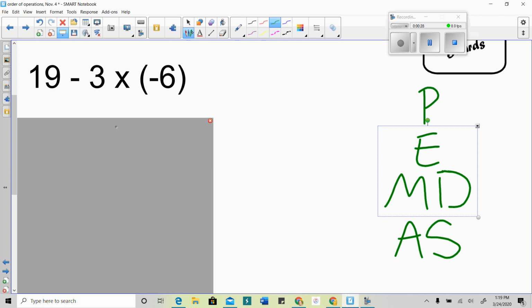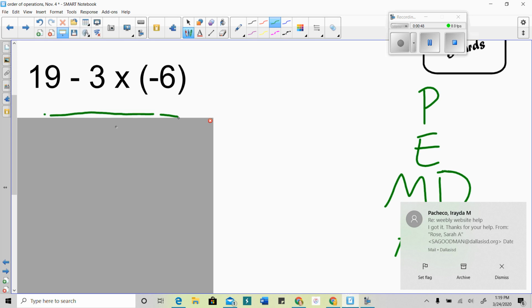So of course the P would be parentheses or a bracket. The E would be exponents. The M is multiply or divide from the left to the right. And the AS is add or subtract from the left to the right. So go ahead and write down on a sheet of paper this first problem that we have here.